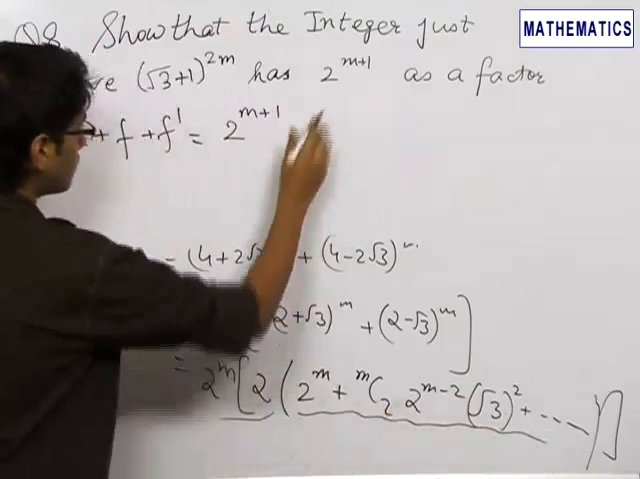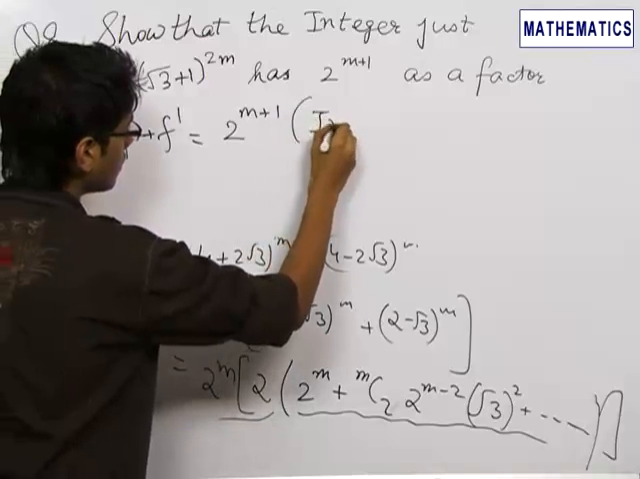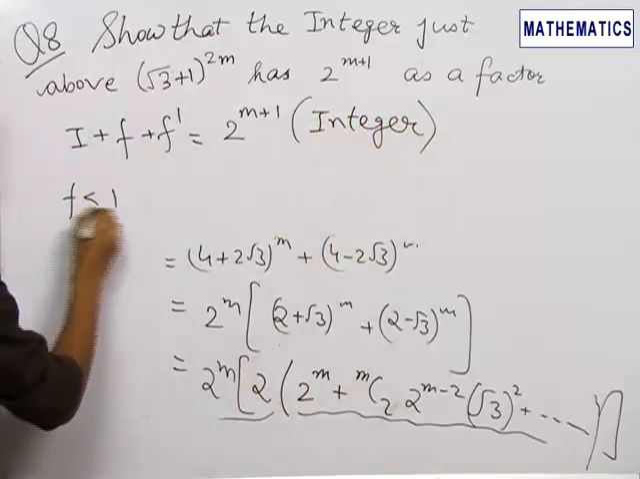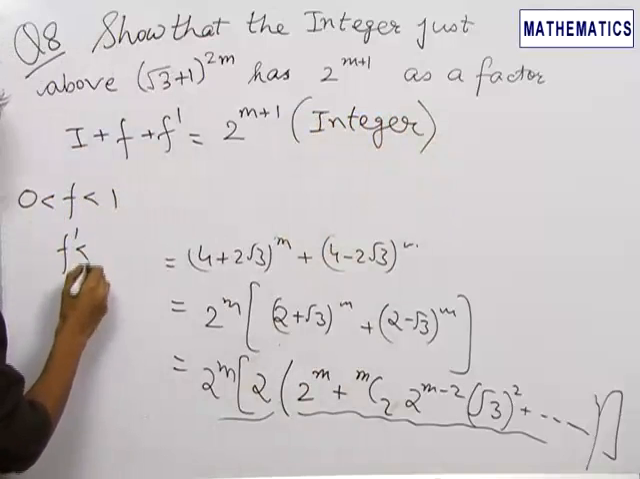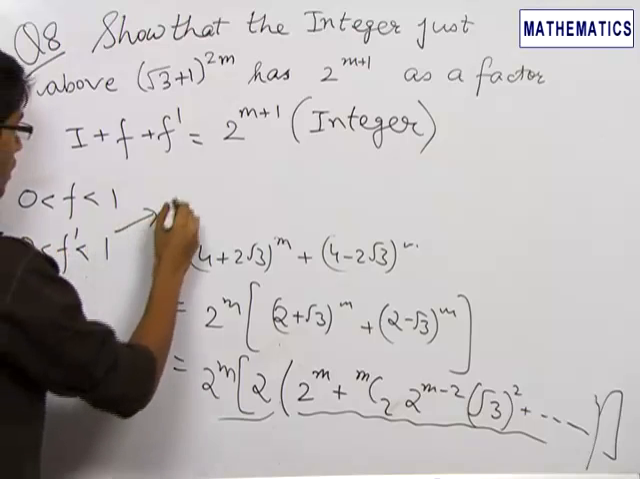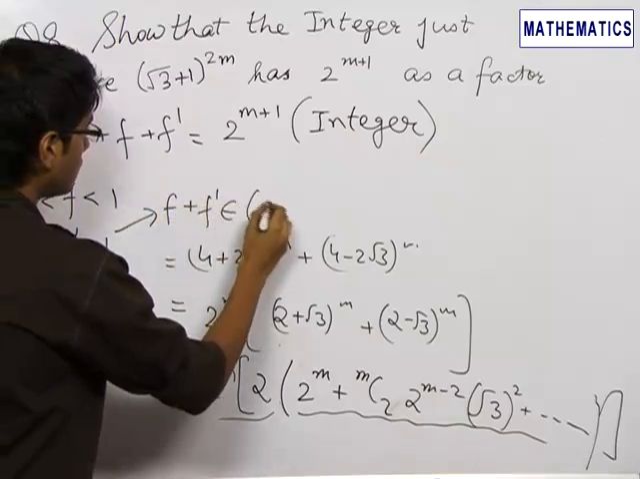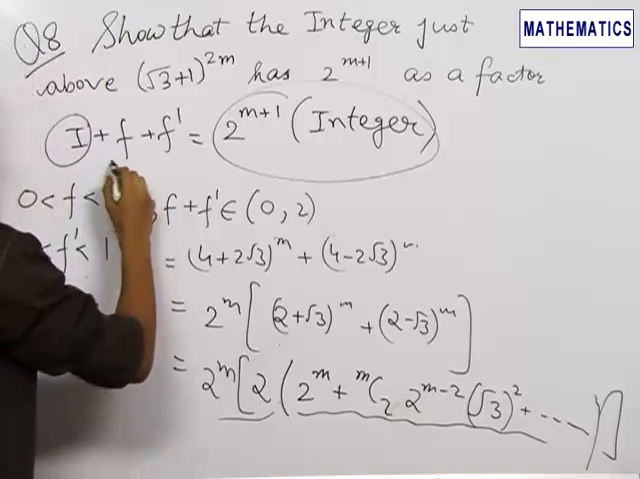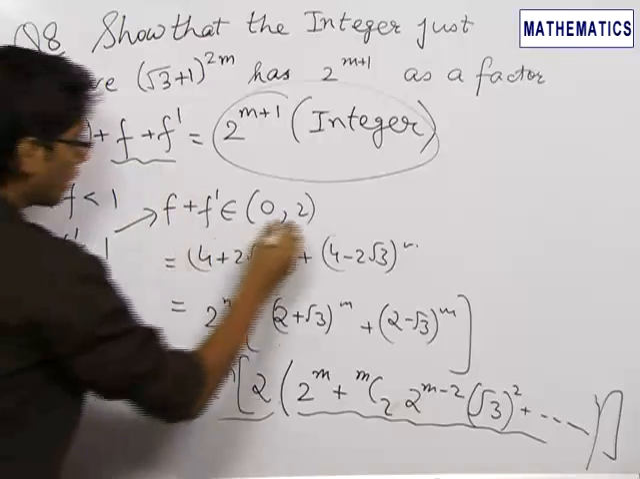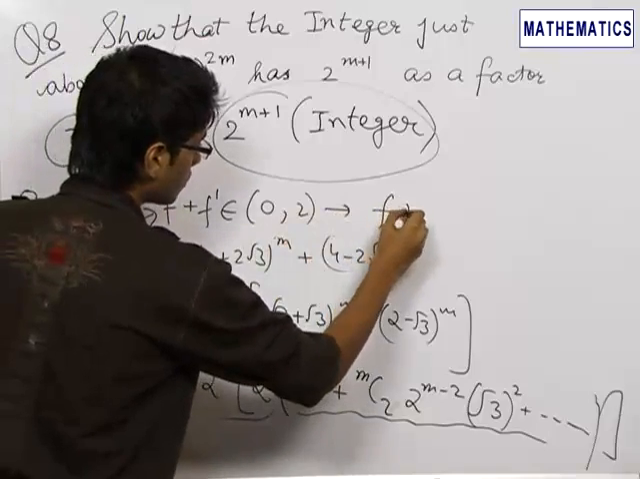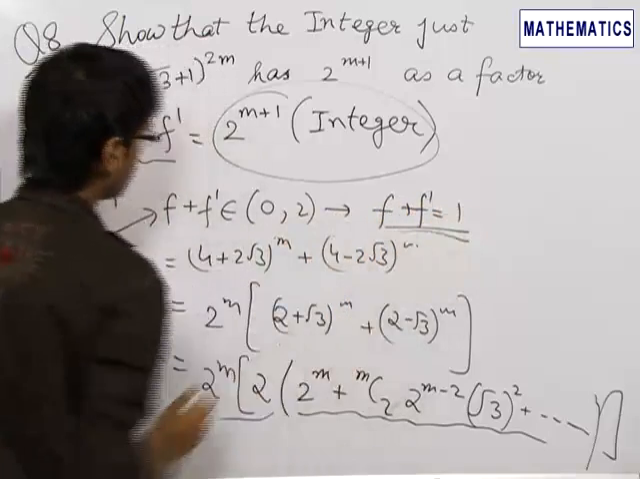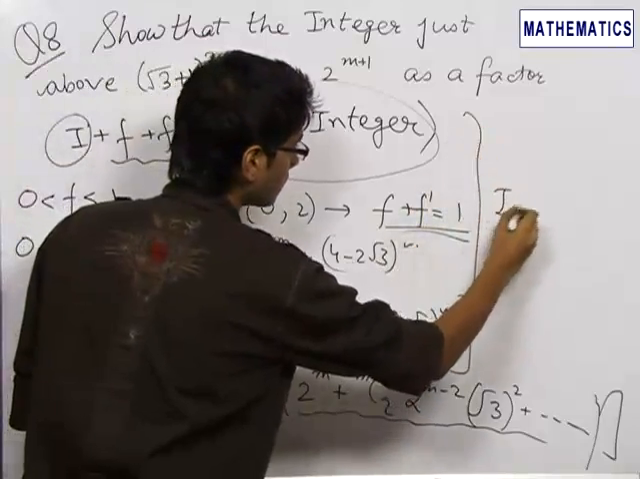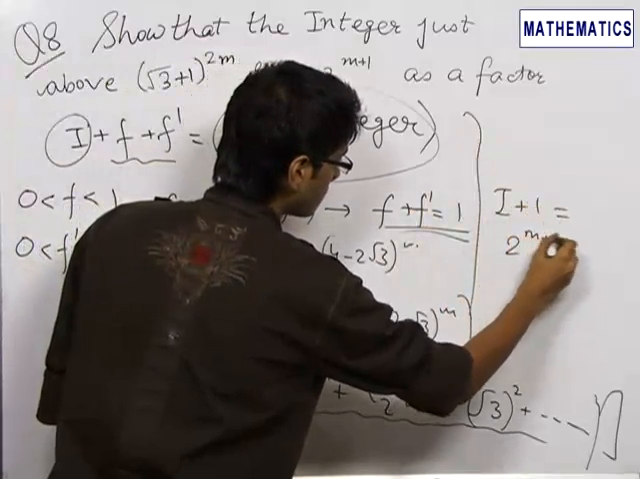this is an integer. So this is equal to 2^(m+1) into an integer. Now f is between 0 and 1, f' is between 0 and 1, so f plus f' will be between 0 and 2. Now I is an integer, this is an integer, so f plus f' should also be an integer, and the only integer between 0 and 2 is 1, so f plus f' will be equal to 1. So we get I plus 1 is equal to 2^(m+1) into an integer.